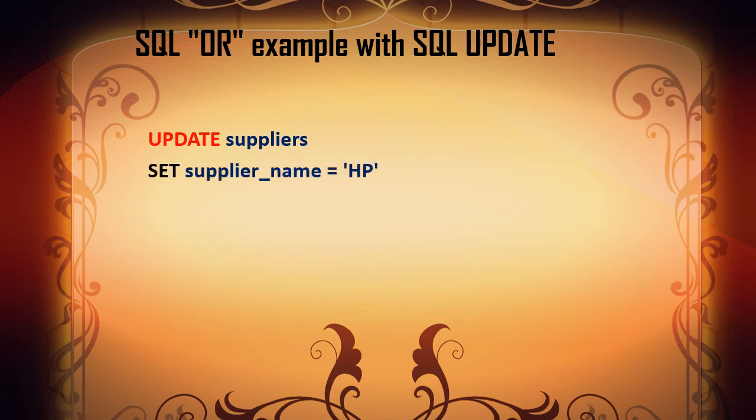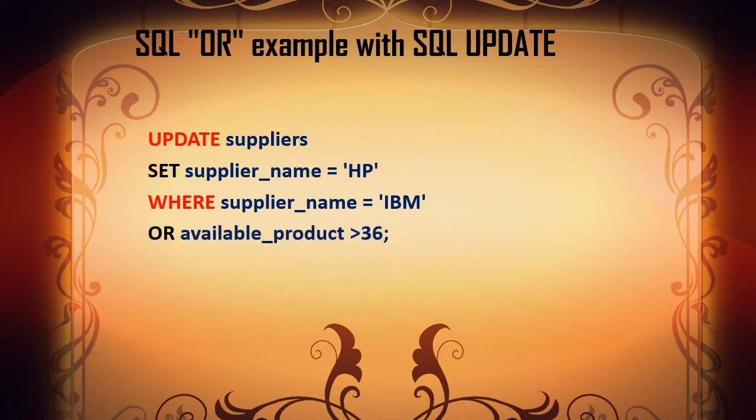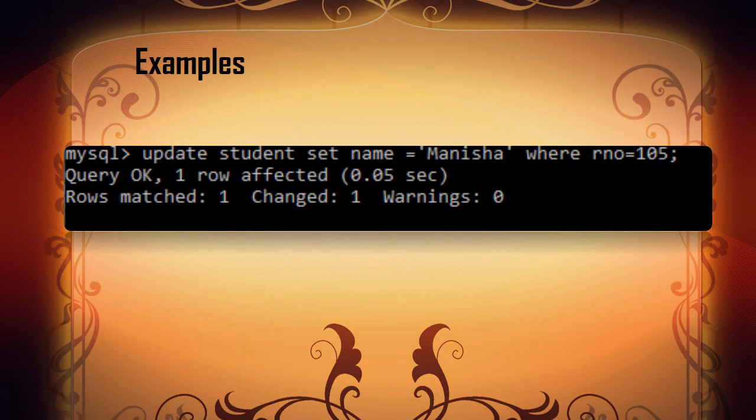See, we can use the logical operator OR also in SQL update. Example, update the suppliers table. I'm going to change the supplier name to HP, whose name is already IBM, or whose available product count is greater than 36. If any one condition is satisfied, then the corresponding supplier name will be changed into HP. Say for example, I'm changing the student name to Manisha, whose roll number is 105.